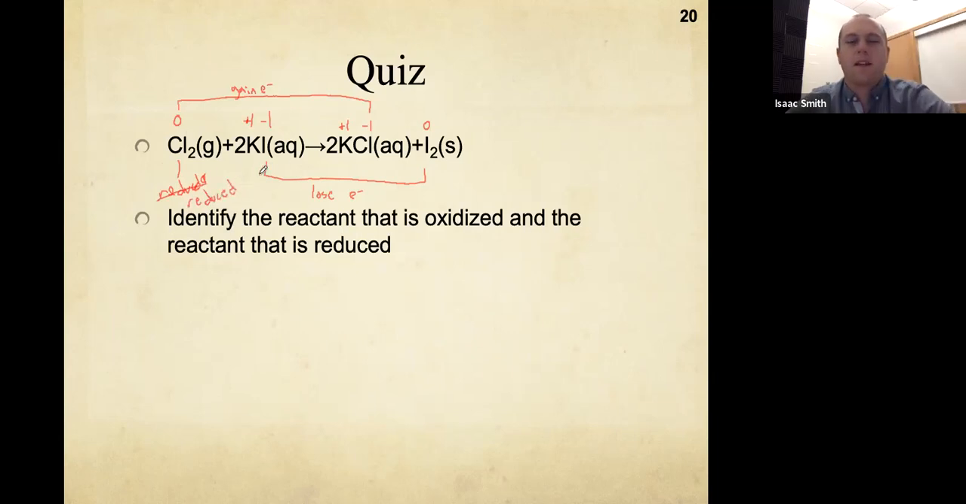And oxidation is losing electrons. So the iodine goes from -1 to 0, so you could say that the potassium iodide, basically the other one, is going to be the oxidized one. And that's how you'd figure out those ones.